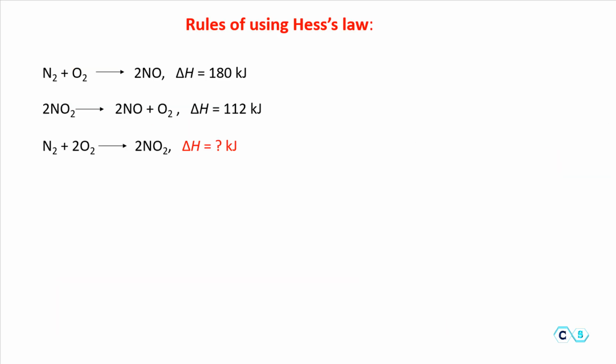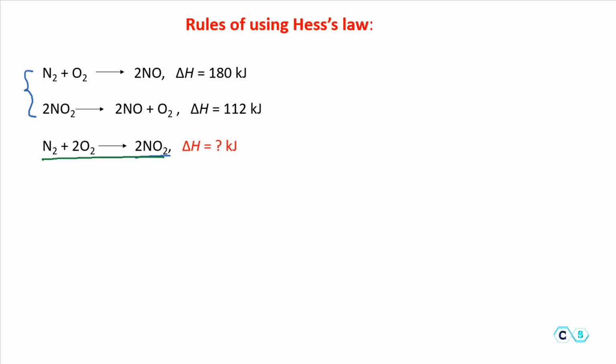As an example, suppose I need to find the enthalpy of this reaction, how nitrogen oxide can be formed from nitrogen and oxygen, knowing the enthalpies of these two reactions. So when you're solving a Hess law problem, what you want to do is take a look at what is given. These are the reactions that are given to you. You have the data, and then you're looking at your target reaction, which is this, and you're trying to find a way to add these reactions together to make the target reaction.